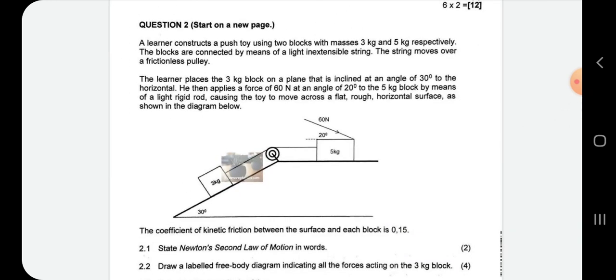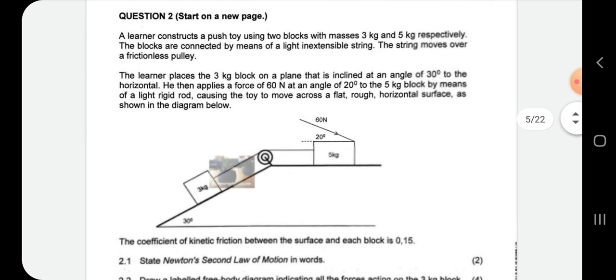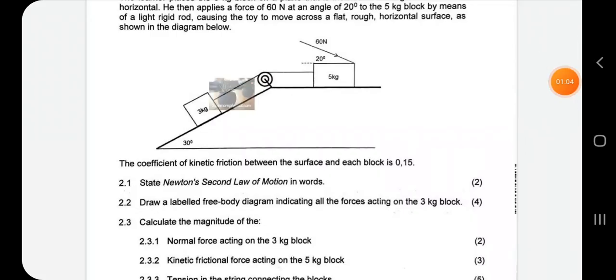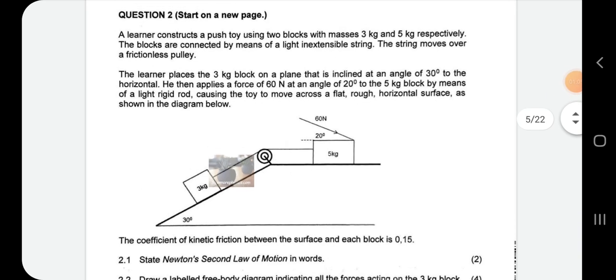This is question 2 that I will be answering, and reminding you guys about normal force, gravitational force, applied force, frictional force, kinetic force, all of those things. So yeah, let's tackle this video first. But before that, let's read this.